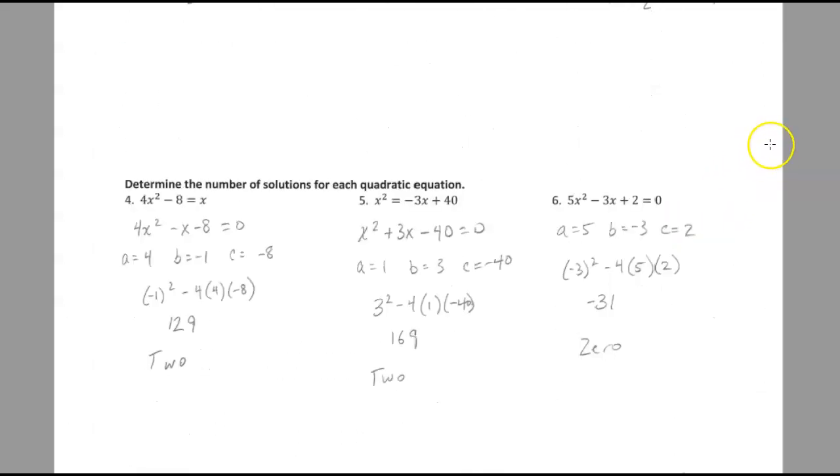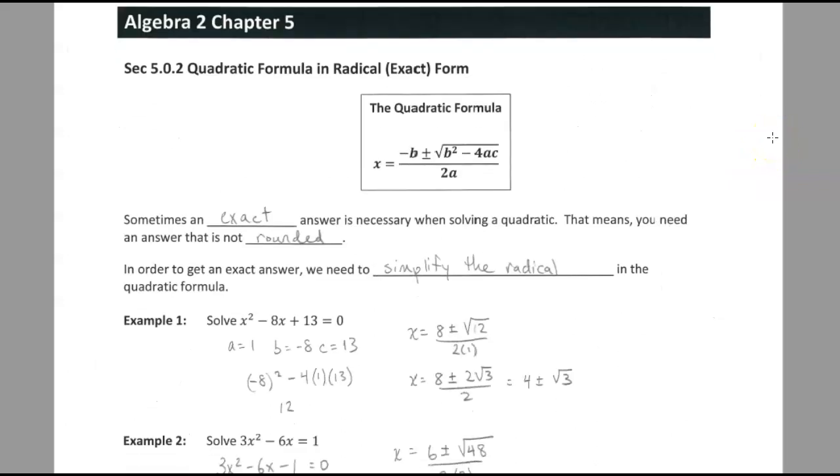If we go on to page 4, page 3 is going to be some practice for you. Page 4 is where we're getting into the exact format. So sometimes an exact answer is needed when we're solving a quadratic, and that means you have to give an answer that is not rounded. So in order to give an exact answer, we must simplify the radical and leave it as a simplified radical.